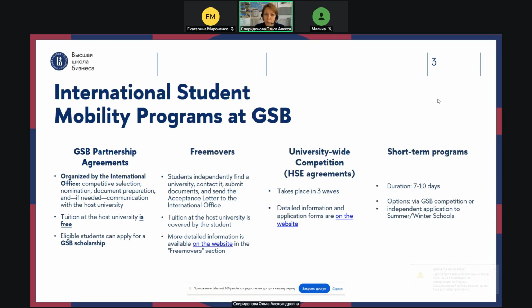First of all, what is the International Student Mobility Program in GSB? It's an opportunity for students to study abroad at our partner university in very good business schools. In this case, you have an opportunity to take all the subjects at the university, and you can take subjects at our university and get marks, and after that study as if you were at HEC GSB.